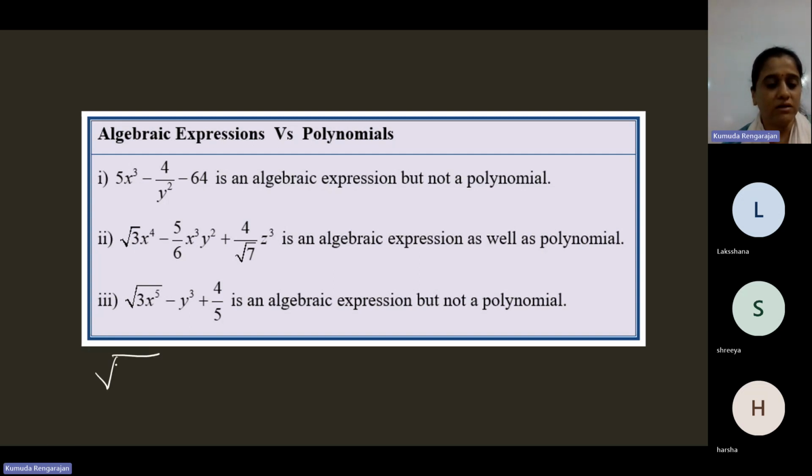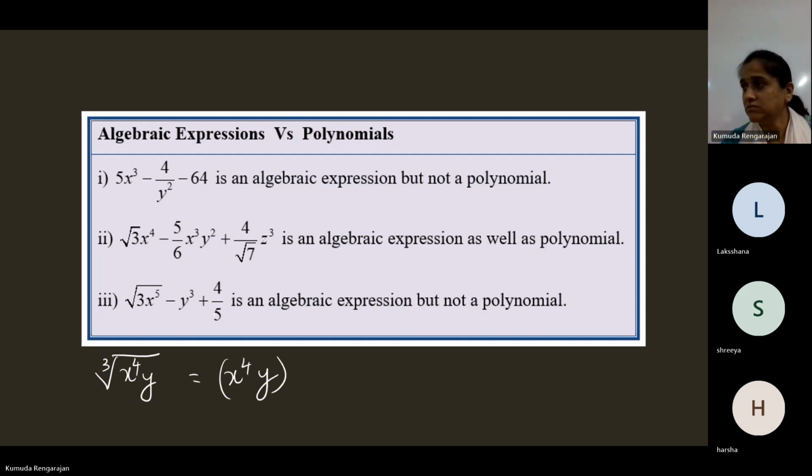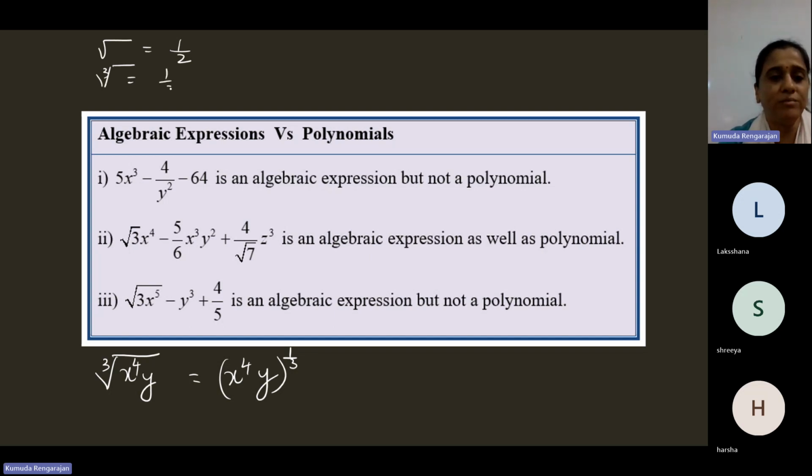The cube root of x to the power 4y. This is the radical form. In the exponential form, it will be x to the power 4y, the whole power, what? The whole power 1 by 3. If it's cube root, so square root means to the power 1 by 2. Cube root, to the power 1 by 3. Fourth root, to the power 1 by 4.